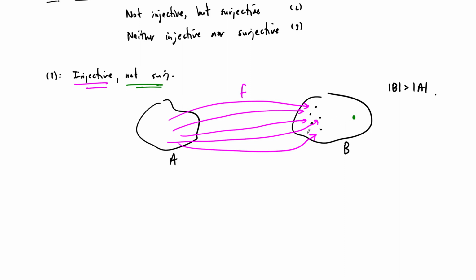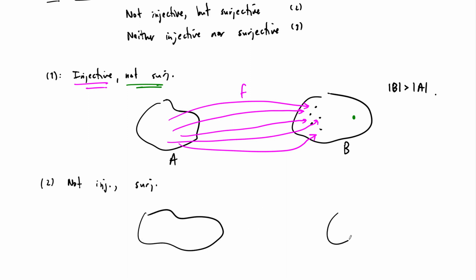But the injectivity here tells us that the same number of points from A all get covered here, but then there's one more point that's missing. So in that case, the cardinalities are not equal. If the cardinality of B is bigger than A, then they're not equal. So for case 2, what are we going to say? Well, this time we've got not injective, but yes, surjective.